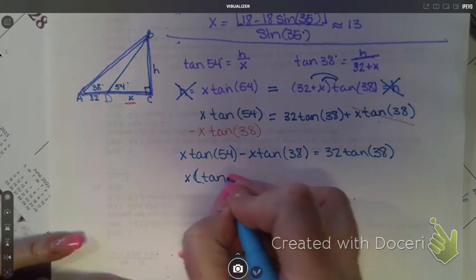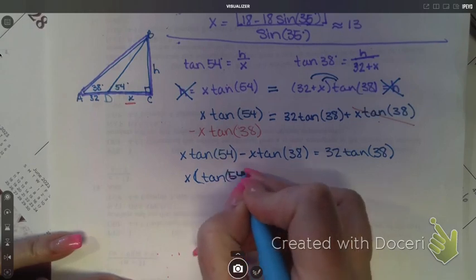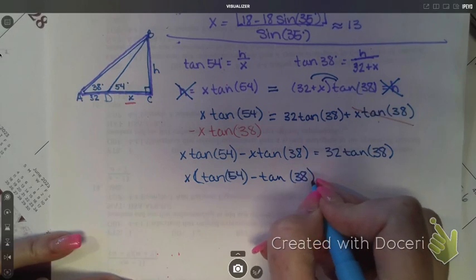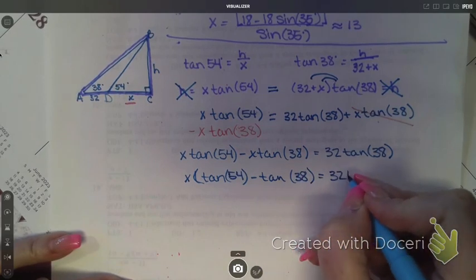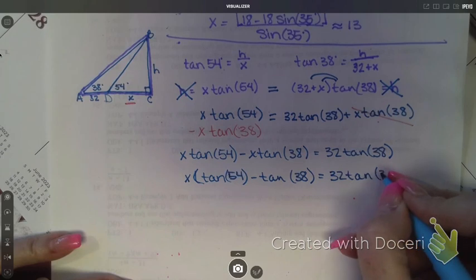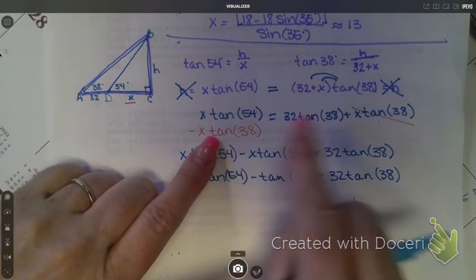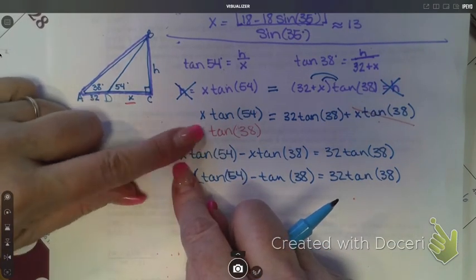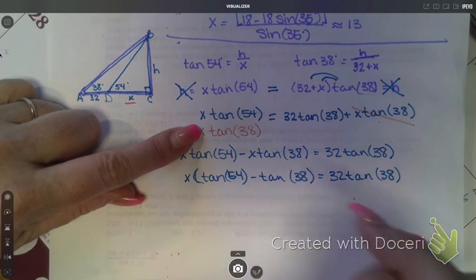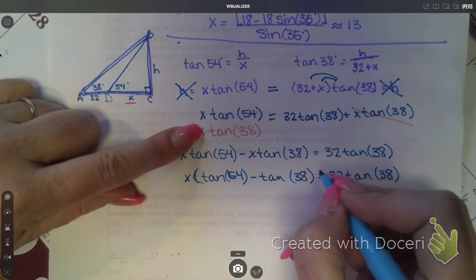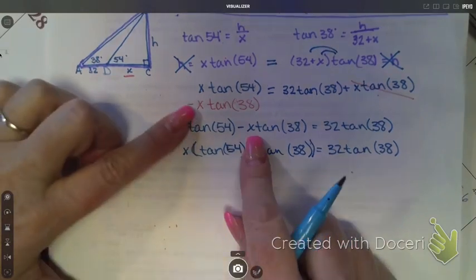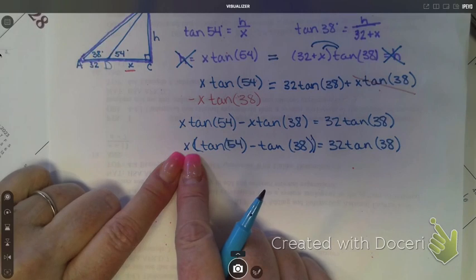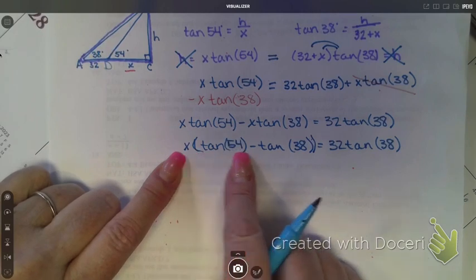So x tangent of 54 minus tangent of 38. You will do enough of these problems that hopefully you get to the point where when you add or subtract this over, you just factor it out. Do you see it right there ready to factor out? Can you see that ready to factor out here? Okay, so now that I have 1x, so I have x times this whole thing.